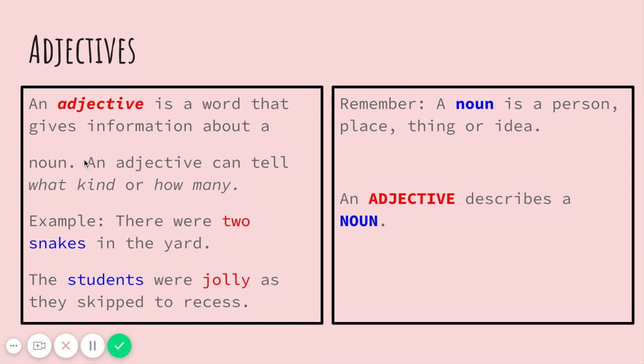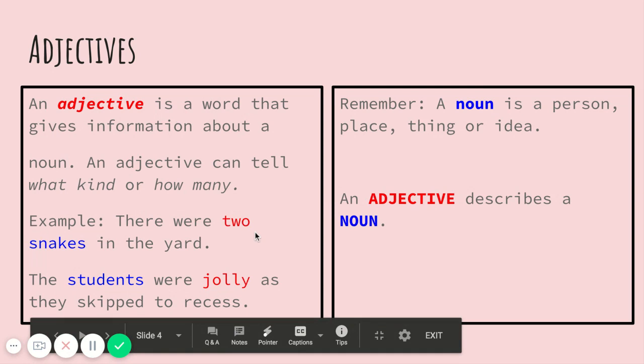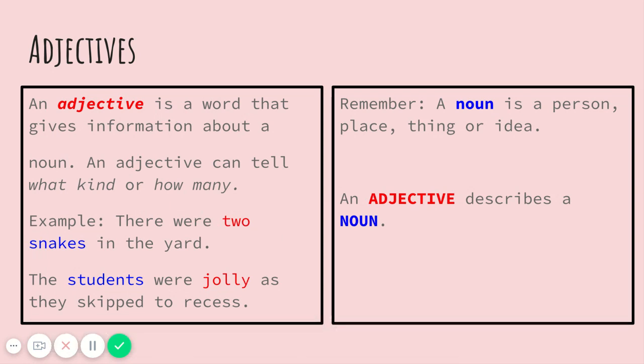We'll get to that in just a second. So an adjective is a word that gives information about a noun. An adjective can tell what kind or how many. Now remember, a noun is a person, place, thing, or idea. So an adjective is a describing word for a noun. Now sometimes and oftentimes, adjectives are going to come before the noun that they are describing. In other cases, adjectives come after the noun and then the verb to be in whatever tense it might be in. So let me give you a couple of examples.